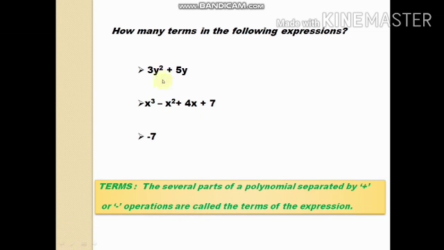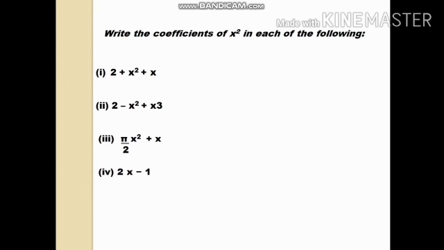Let's see the given expression. In this given expression, there are how many terms? You can easily see here, students, here there are 2 terms. In this second expression, x cube minus x square plus 4x plus 7, there are 4 terms. And in this third expression, which is a constant term, here the number of term is 1.